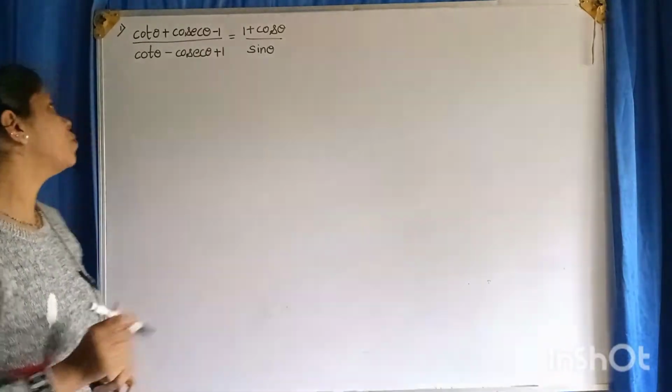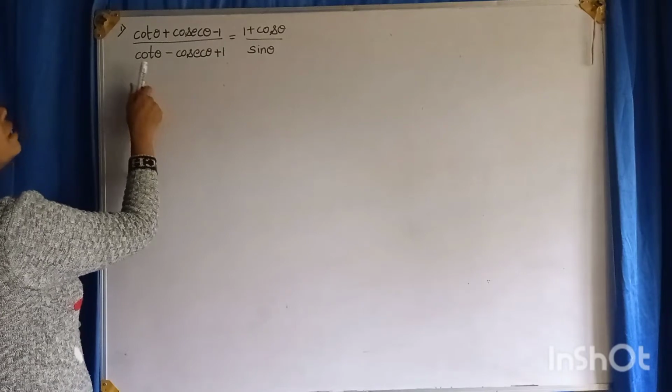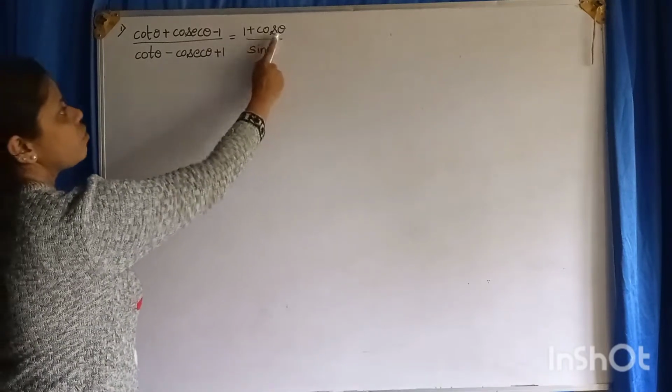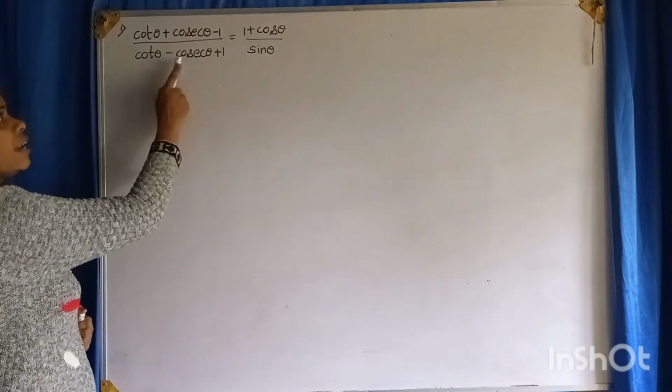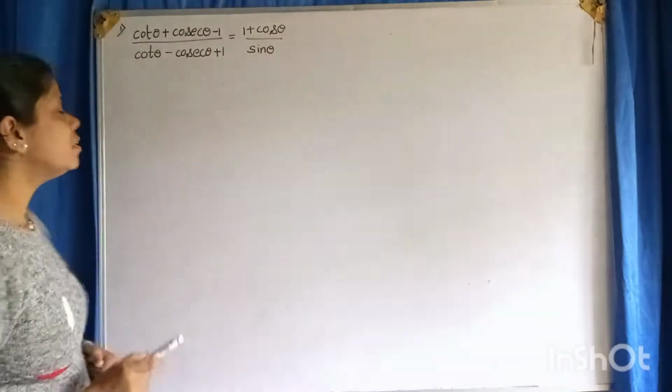Now let's solve this problem. (cot theta plus cosecant theta minus 1) whole divided by (cot theta minus cosecant theta plus 1) is equal to (1 plus cos theta) divided by sin theta. In this problem, we have to prove that LHS is equal to RHS. So first let me write LHS.